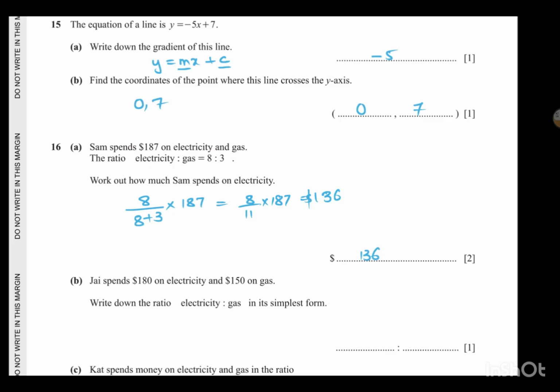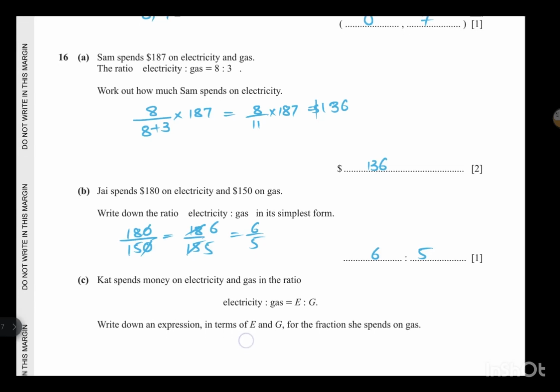Question number B. Jay spends $180 on electricity and $150 on gas. Write down the ratio of electricity to gas in its simplest form. Whenever a ratio is asked of two given amounts, 180 by 150, write it as a fraction, simplify it, and you get the ratio in simplest form. 30 times 6, 30 times 5, we cannot simplify further here. 6 by 5, so the ratio is 6 is to 5. Question number B is done in 16.